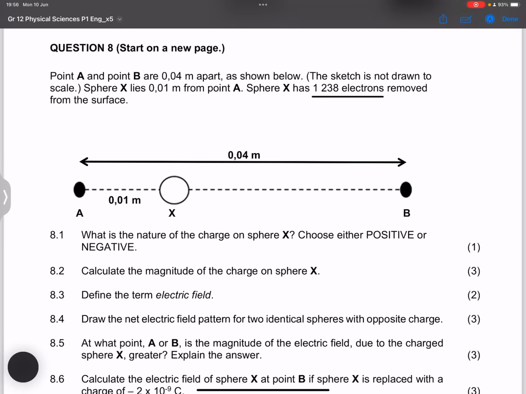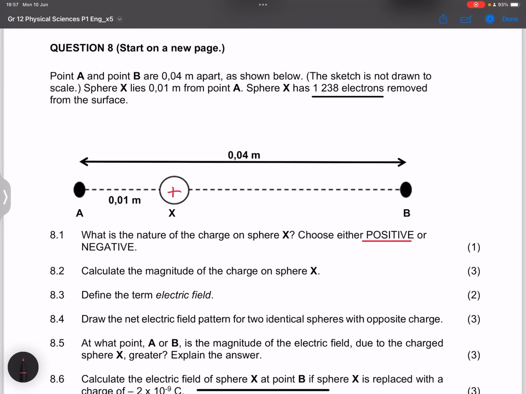Right? So now they say, what is the nature of the charge on sphere X? Choose positive or negative. We've already said that. We know that it's going to be a positive charge. Now they say calculate the magnitude of the charge on sphere X. All right, so now what we're going to do is use our formula.